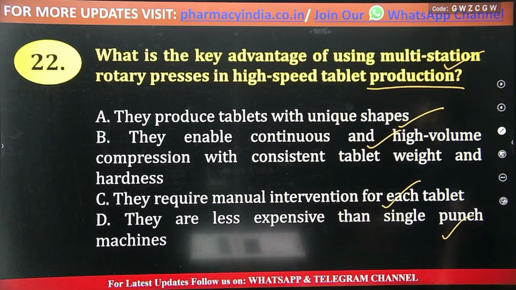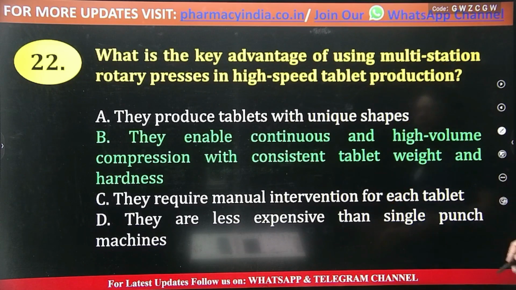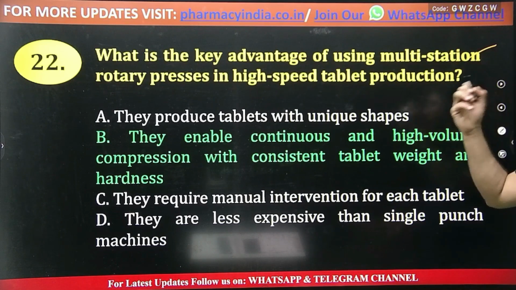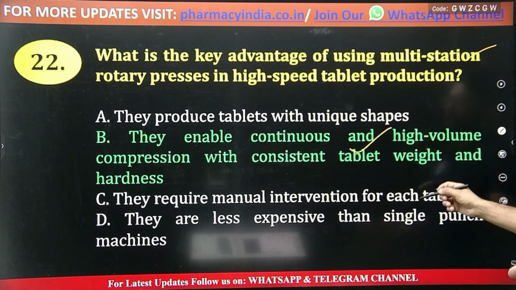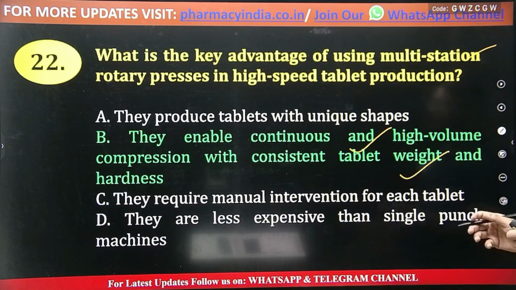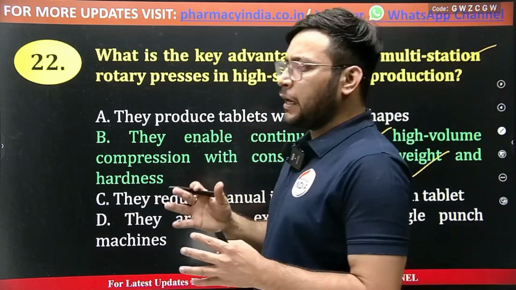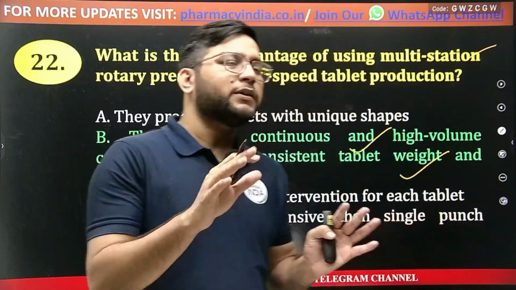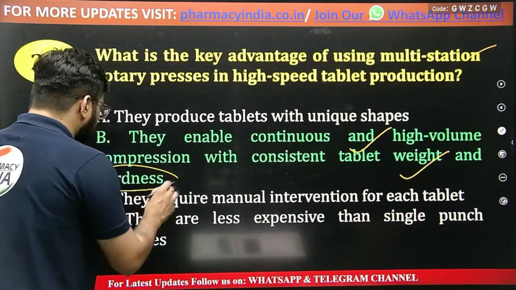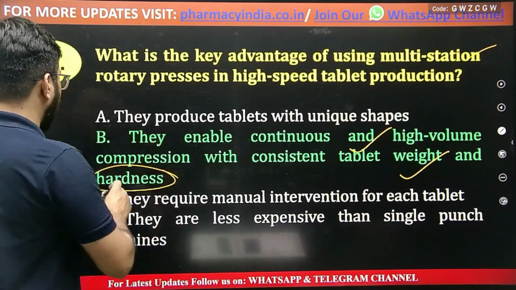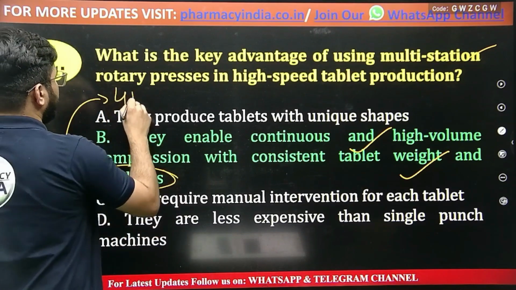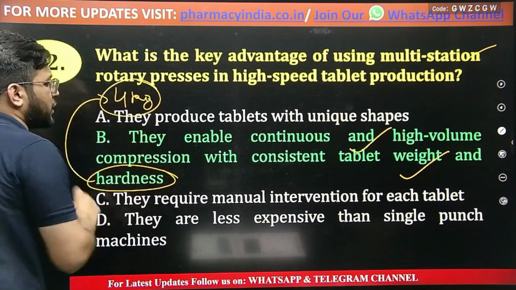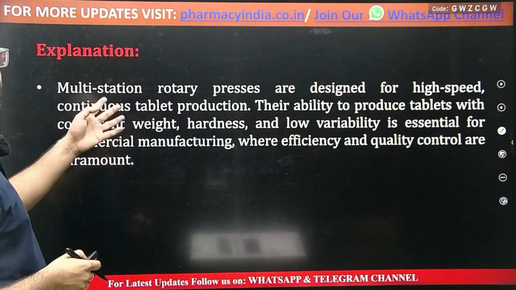What actually is the point asked? So mainly the advantage of multi-station is that they enable continuous and high volume compression with consistent tablet weight. Means the tablet weight will be uniform, and the hardness. The point is asked all about the hardness. So let me clear, the average hardness of the tablet is 4 kg, 4 kg. Many a time the question is asked from this point. Now coming on to the next question.